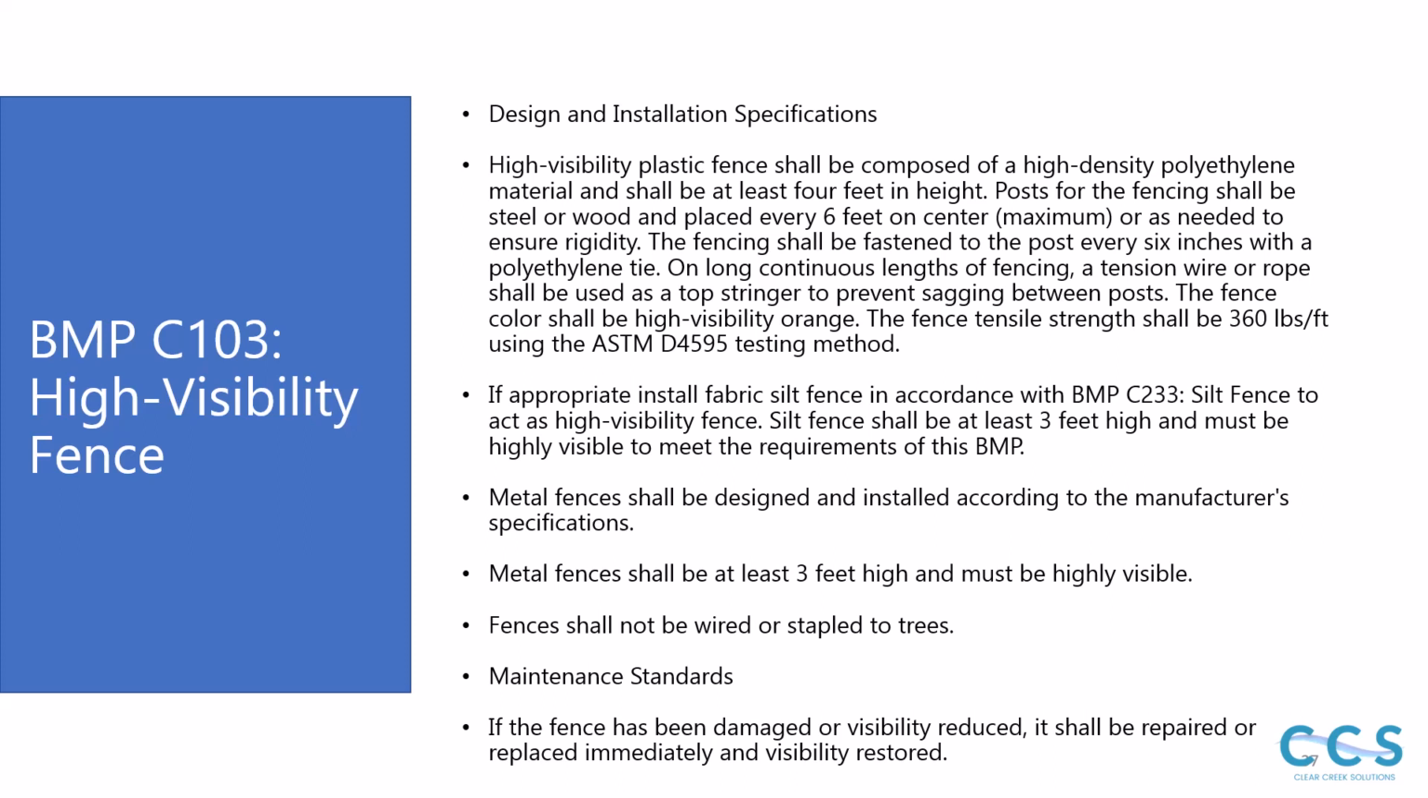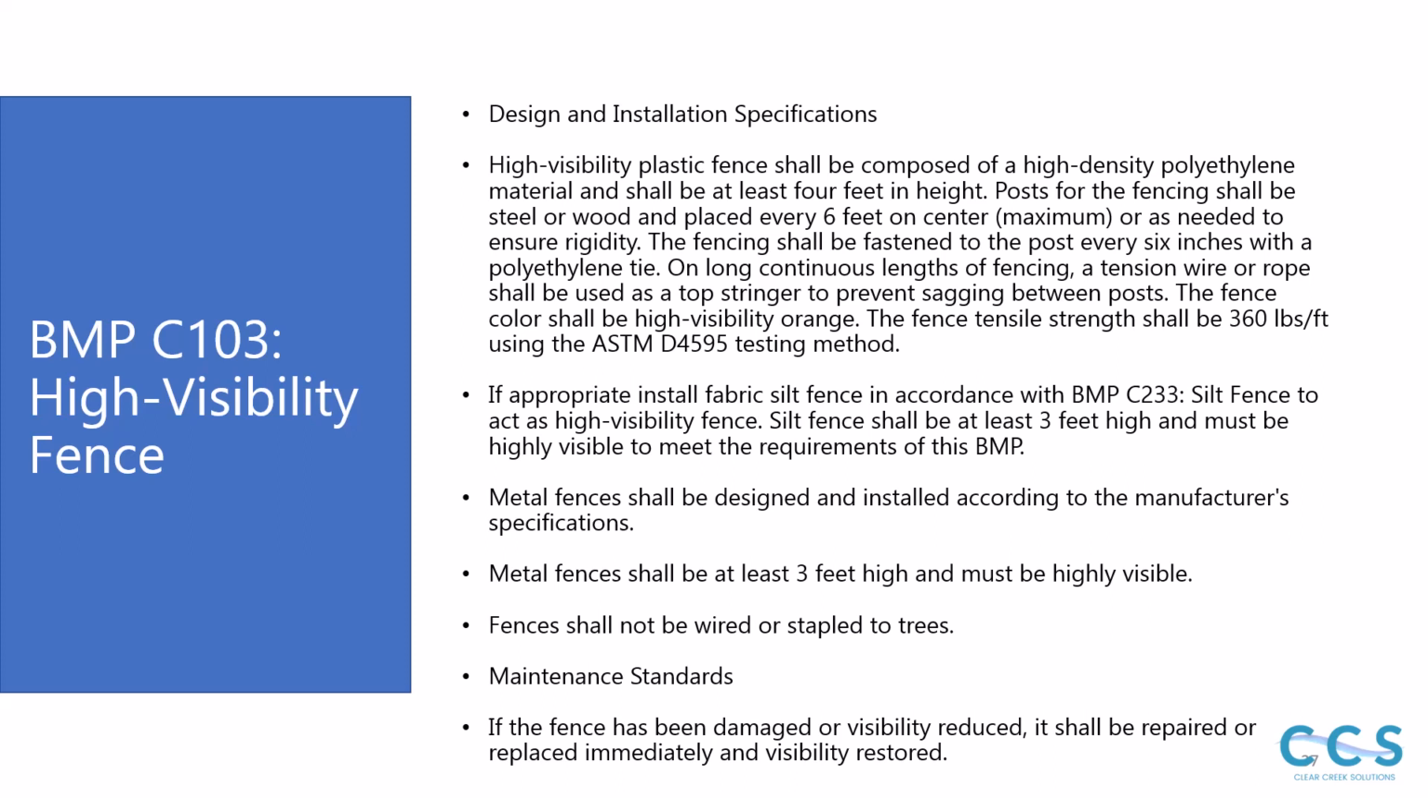Some of the installation specifications include: high visibility plastic fence shall be composed of a high density polyethylene material and shall be at least 4 feet in height. Posts for the fencing shall be steel or wood and placed every 6 feet on center, maximum, or as needed to ensure rigidity. The fencing shall be fastened to the post every 6 inches with a polyethylene tie, and you can read more about those requirements in the manual.